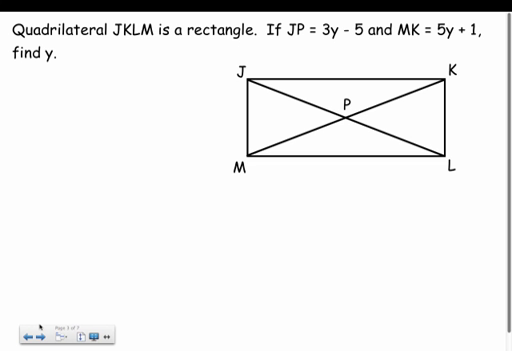So let's use some of this information here. Quadrilateral JKLM is a rectangle. If JP is 3y minus 5, so JP is this piece right here, it's 3y minus 5. And MK is 5y plus 1. Well, that's this whole thing. That's 5y plus 1. Find y. Well, I know that JL, all the way to that entire diagonal, is the same as MK.